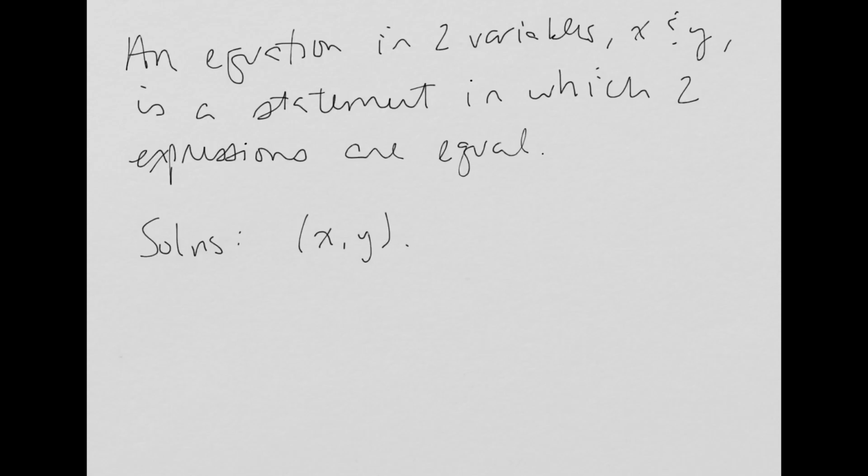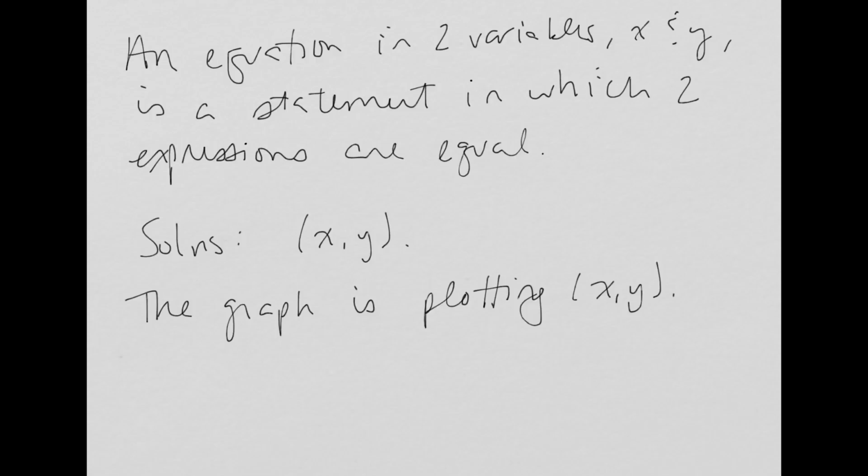So we're going to have an equation. It's going to have two sides to it like all equations do. We're going to have two different variables. Any solution is going to be x, y. The graph is plotting all of the x, y. So that's going to be how we're going to graph an equation.